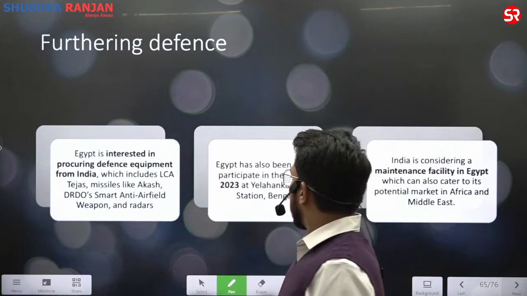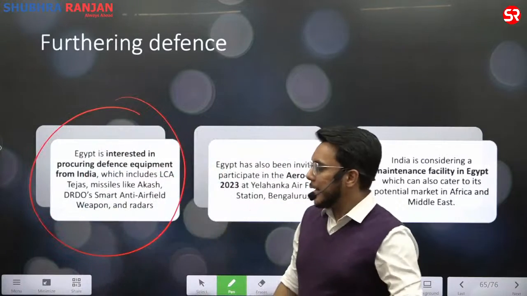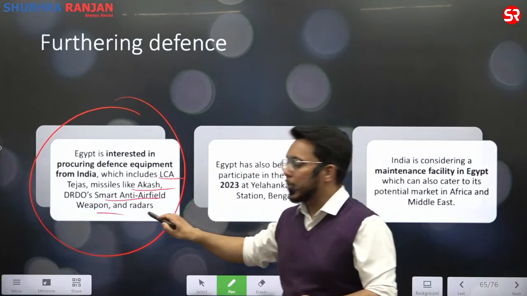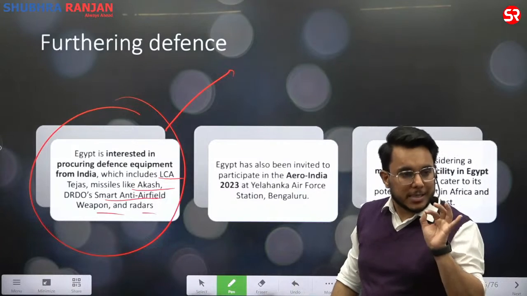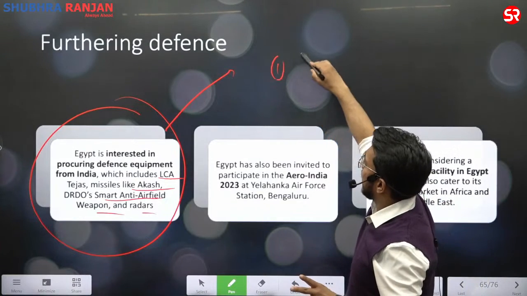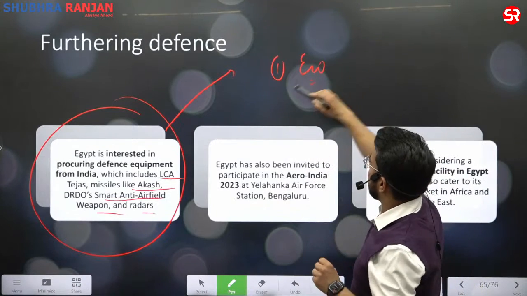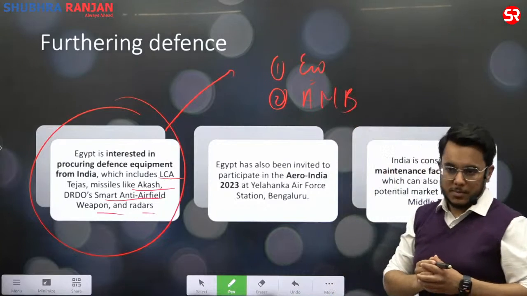ठीक है, दूसरा defense के ऊपर में, they are interested in our Tejas, Akash missile, smart anti airfield weapon and radars. तो इसका importance आप लोग please समझो, कि that this importance is economically it will be helpful for India. Secondly, it will showcase India's Atmanirbharta in defense. Is it clear or not?